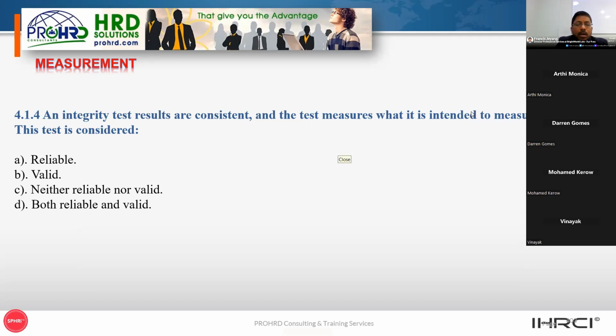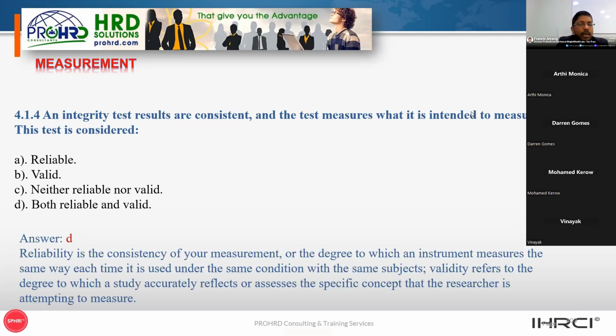Mohammed and Arthi all answered D. D is the right answer: both reliable and valid. This is a very, very important definition you all should remember. Here you are given a clear explanation of reliability and validity. Earlier I also talked about this same topic.